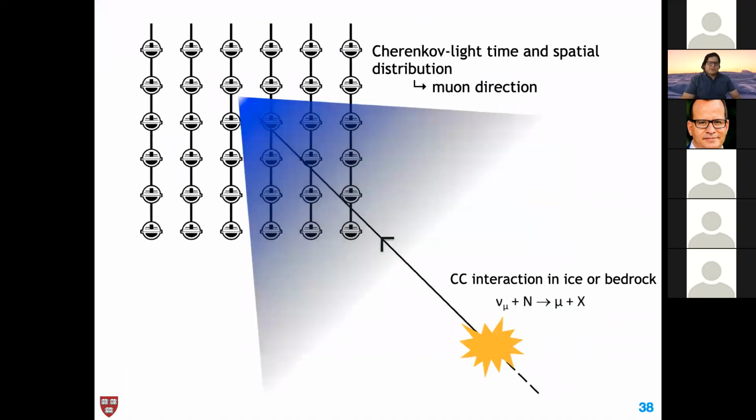One thing we can do with this is look for charged-current muon neutrino interactions. For example, you have a muon neutrino that's going through the planet. It can interact in the ice below the detector, and when it does so, it makes a muon. That muon is going to make Cherenkov light, and the Cherenkov light is emitted in a very particular geometry. We can look at the time of arrival of that light and figure out the muon direction.